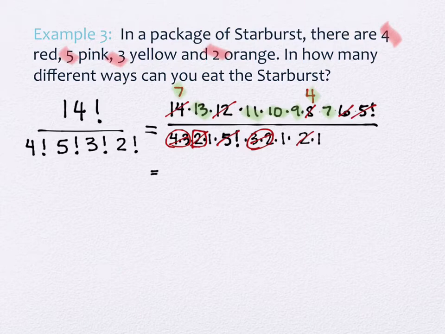Is that a big enough number for you? It's big, isn't it? Surprisingly so. It's actually 2,522,520. Did I get them all? Yeah, 520. There are over 2 million, about 2.5 million ways of eating that 14 package of Starburst. It's crazy.